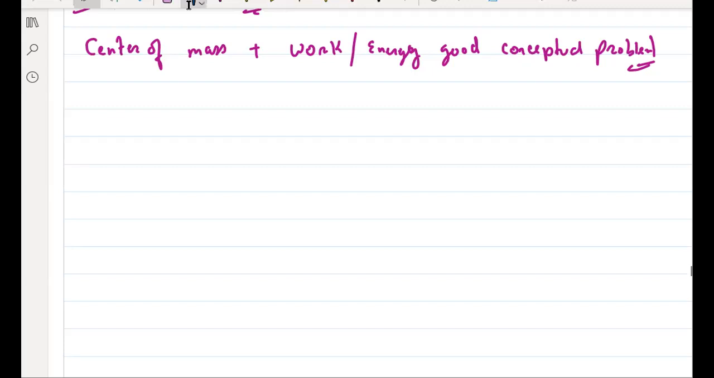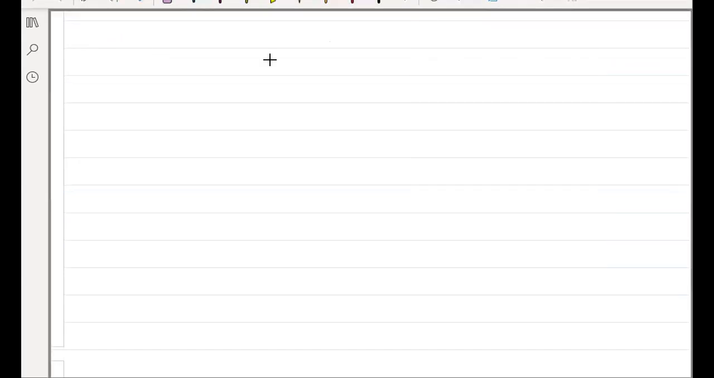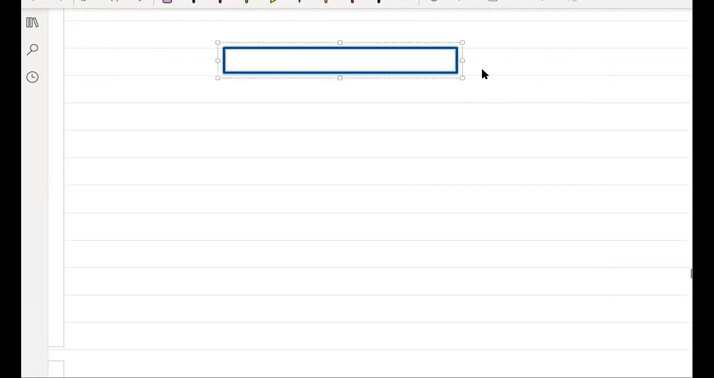So let us try to find a very basic object, which is your rod, the center of mass of the rod. Everyone, think about it. If it is a uniform rod, without solving anything, just by using common sense, tell me, the center of mass of this rod should be at which point?